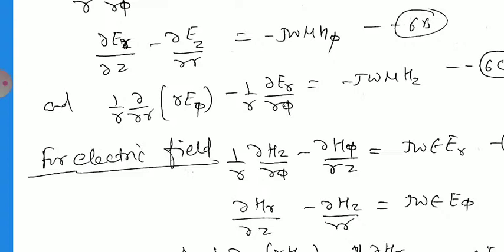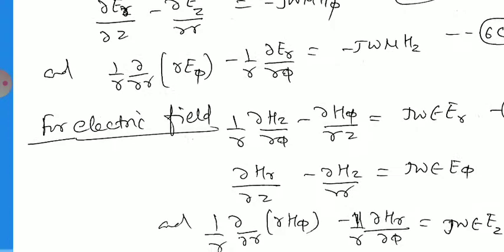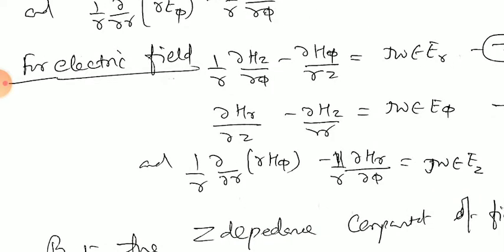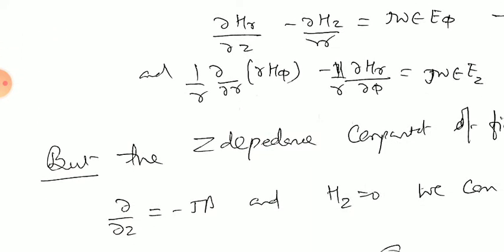And using the next equation for the electric field, we can calculate 1 by r del Hz by del phi minus del H phi by del z equal to j omega epsilon Er, del Hr by del z minus del Hz by del r equal to j omega epsilon E phi. And the last, 1 by r del by del r of r H phi minus 1 by r del Hr by del phi equal to j omega epsilon Ez.